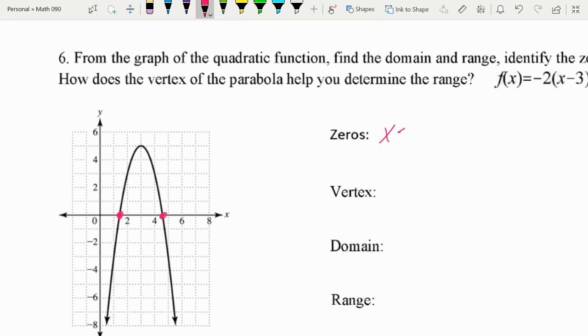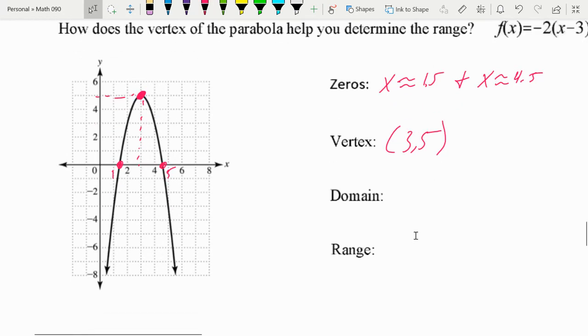Since I don't know exactly, I'm going to say it's approximately equal to. Here's 1, there's 2, so I'm just going to say x is approximately 1.5. And x is approximately equal to, there's 4, there's 5, so let's just call it 4.5. The vertex. You guys remember where the vertex is? Vertex is either the maximum or the minimum point. In this case, since this opens down, the vertex is going to be the maximum point. So this point is going to be 3 and 5.